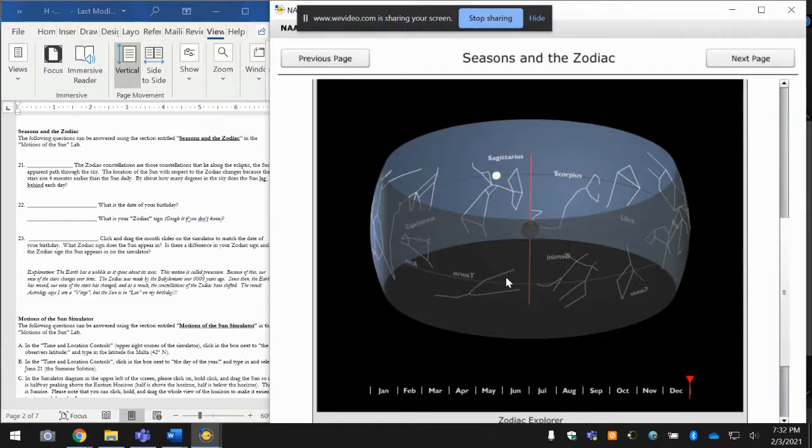So very interesting. See where your birthday falls and go ahead and write in where the actual sun lies during your birthday and see if there's a difference.